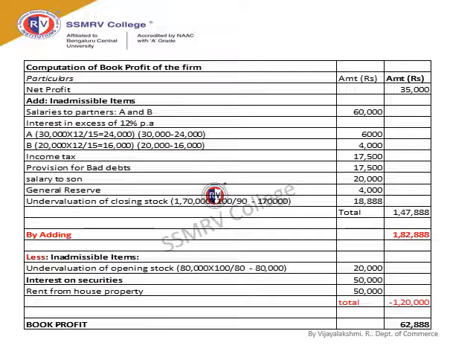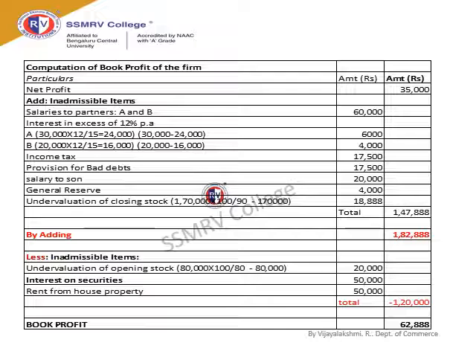Therefore 30,000 into 12 divided by 15 is 24,000. So 30,000 minus 24,000, 6,000 will be taken. Again for 20,000, 12% divided by 15% is equal to 16,000. Difference between 20,000 and 16,000 will be taken, which comes to 4,000.